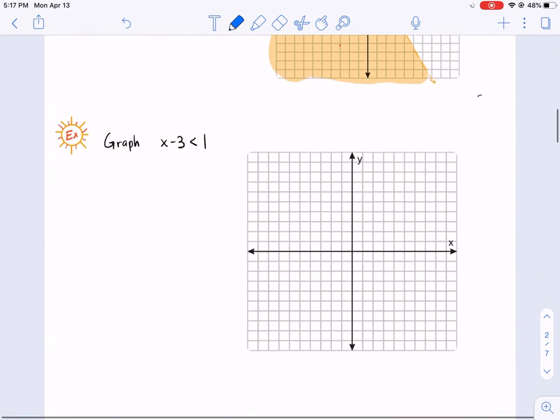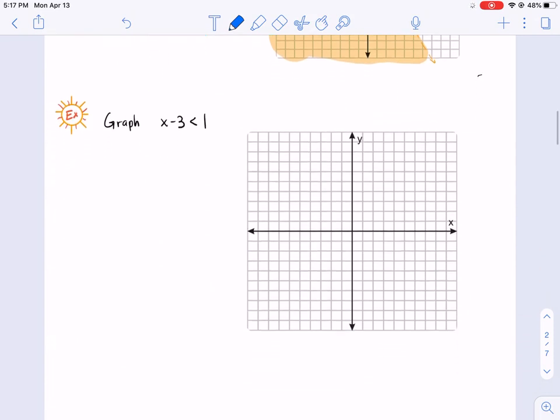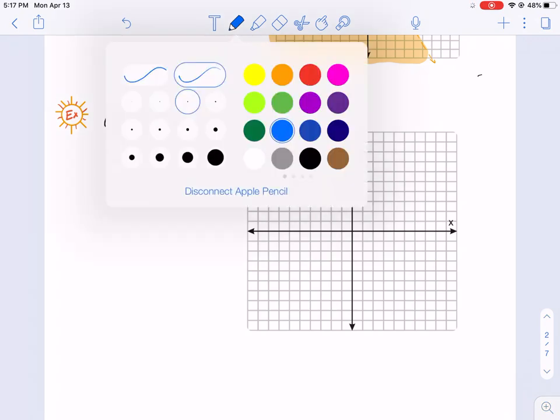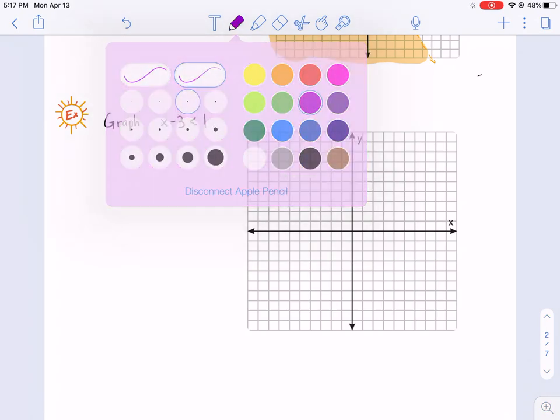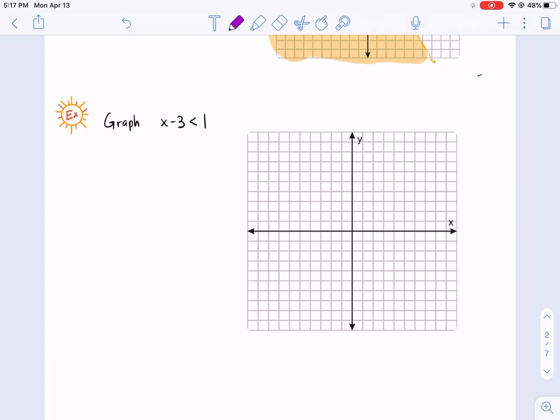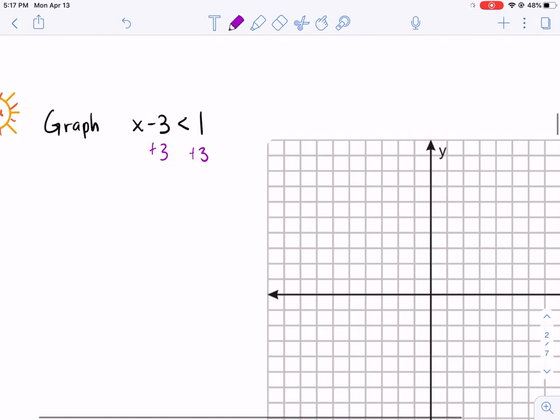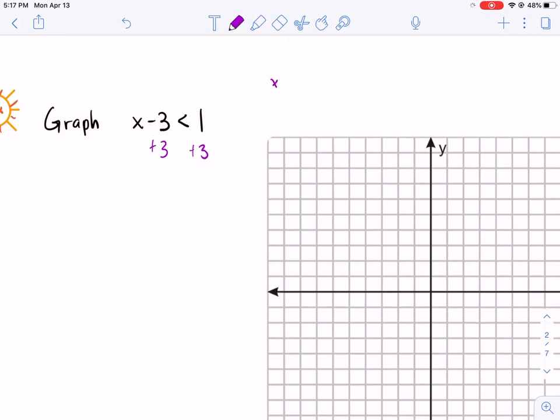Let's go to example 5. This one's different. We don't have a y, so we can't graph it in terms of slope-intercept form because this is a special case. So what I'm going to do is get the x by itself by adding 3 to both sides. You don't have to be too careful with this. The only time you have to really be careful with inequalities is if you multiply or divide, you flip the sign.